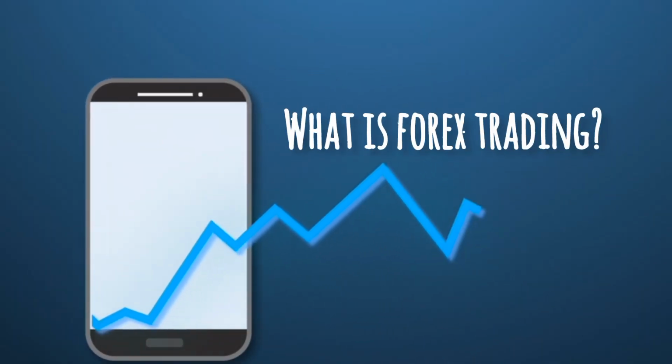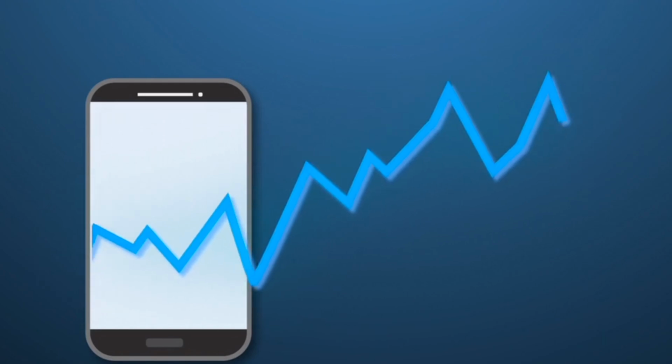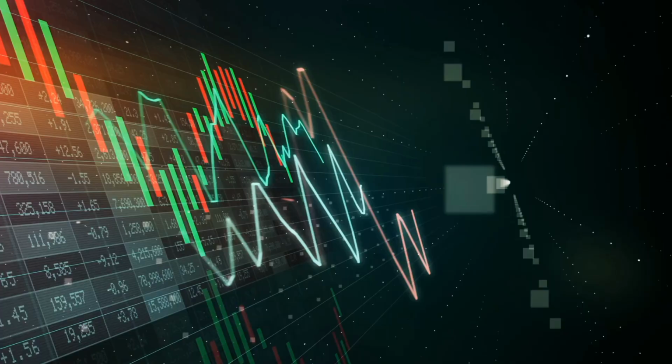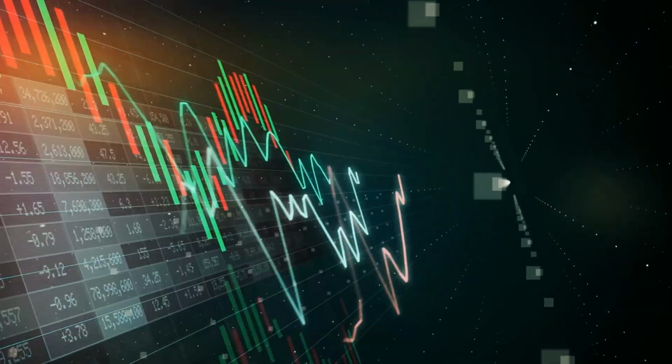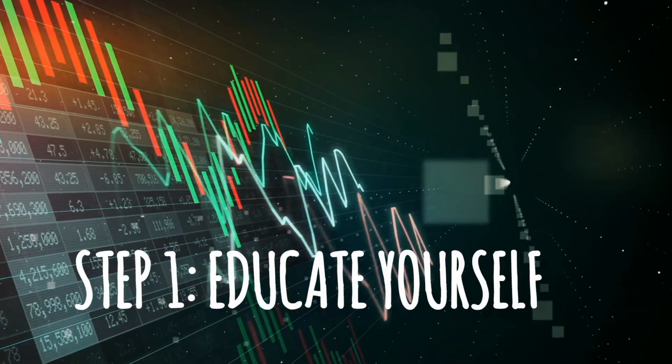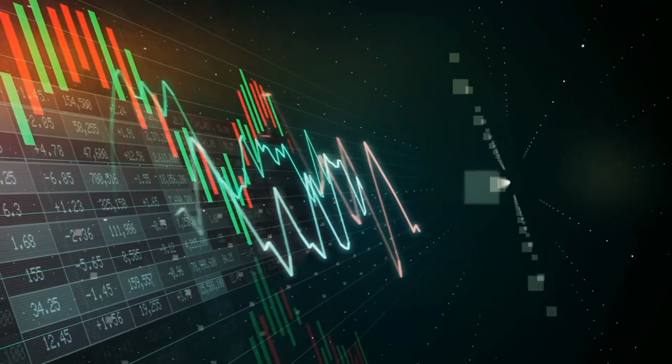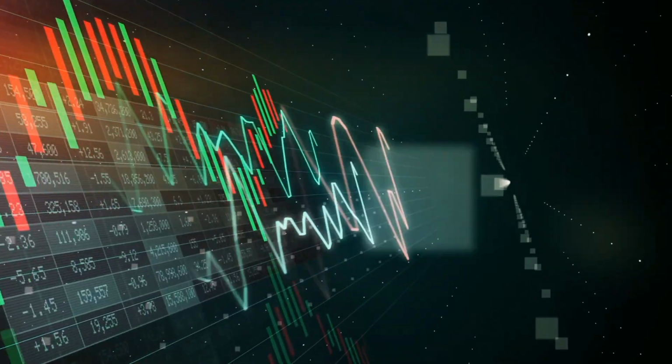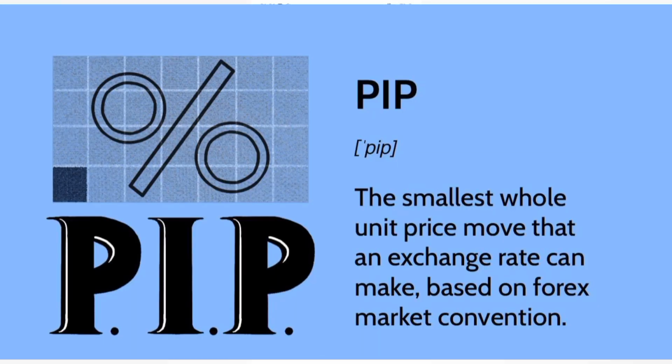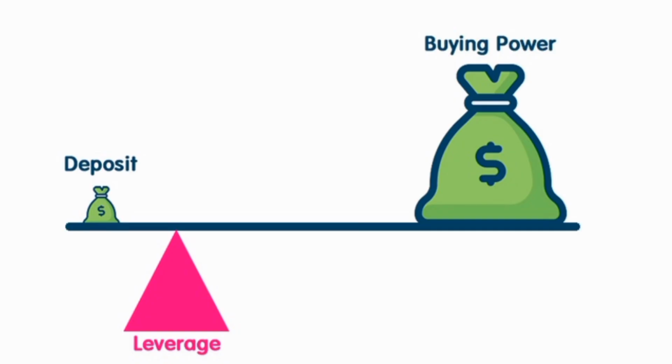So, Forex or foreign exchange is the global market where currencies are traded. Think of it as buying one currency while selling another, like exchanging dollars for euros. So now, step one we shall look at is educate yourself by learning the basics. With this, you have to understand the key terms like pips, leverage, and margin.